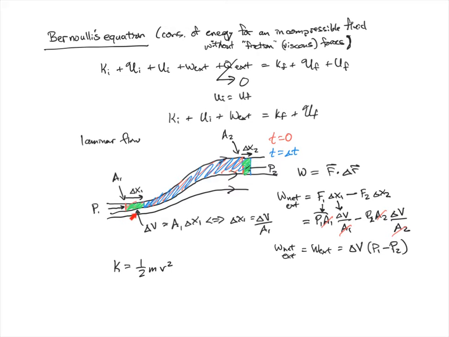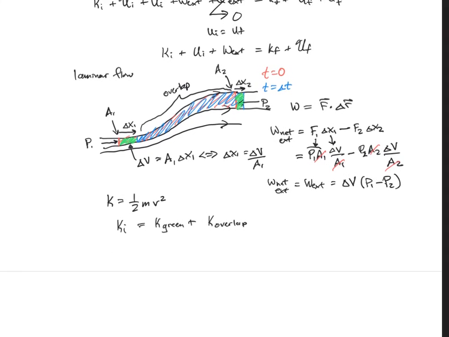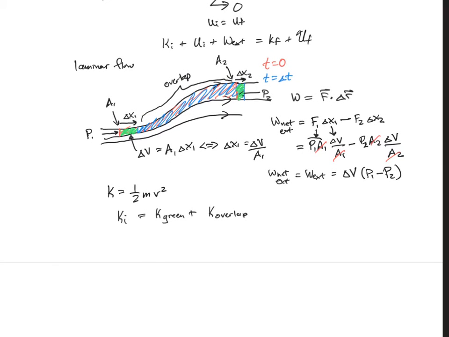Another way of saying that is I can think of the kinetic and potential energy of this region, which is part of the red shaded region but not part of the blue, as the initial kinetic and potential energy. Here's a better way to say that. We could say that the initial kinetic energy is equal to the kinetic energy of the green region on the left plus the kinetic energy of the overlap region. And the final kinetic energy, when t equals delta t, would be the kinetic energy of the green region on the right, because that is part of the area shaded in blue but not part of the area shaded in red, plus the kinetic energy of the overlap region.